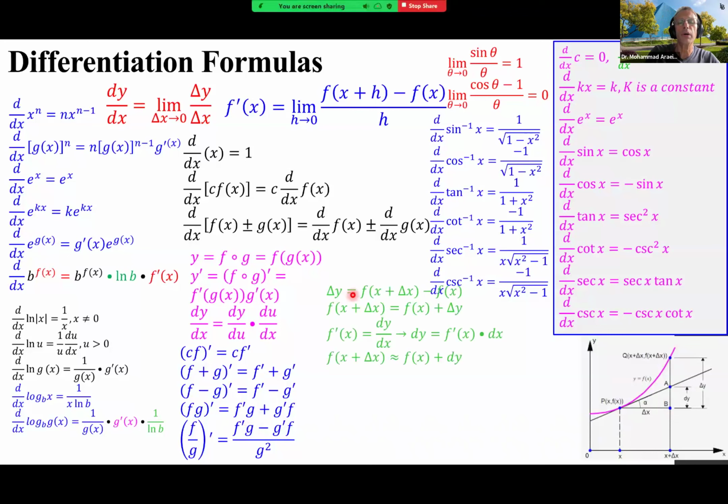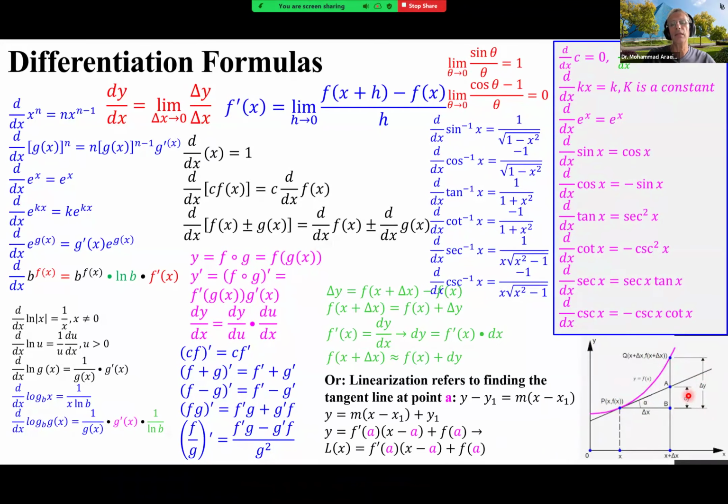Delta y, by definition, is precisely f of x plus delta x minus f of x, whereas dy is f prime of x dx. The distance along the y-axis when it comes to the curve is delta y, along the tangent line is dy. They are not the same, but we can approximate delta y by dy. And the linearization simply means find the equation of a tangent line. That's all. y minus y1 equals m times x minus x1.